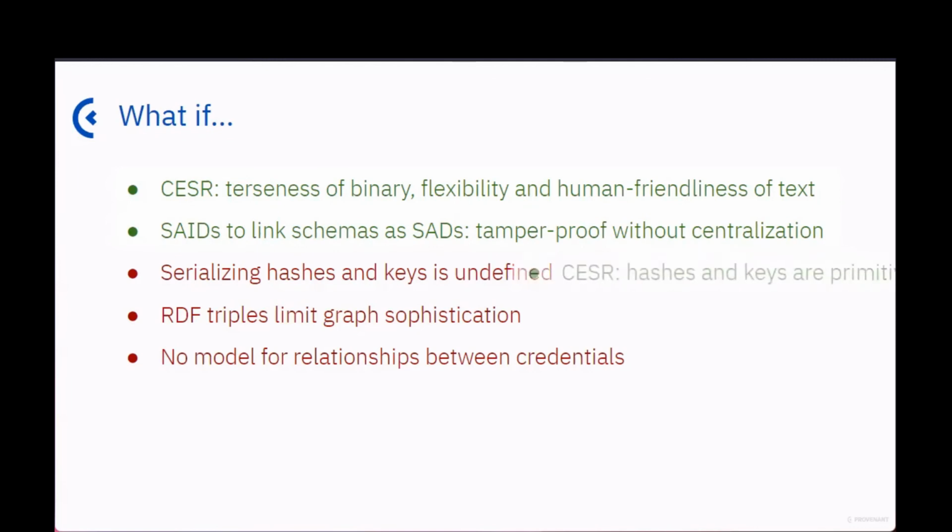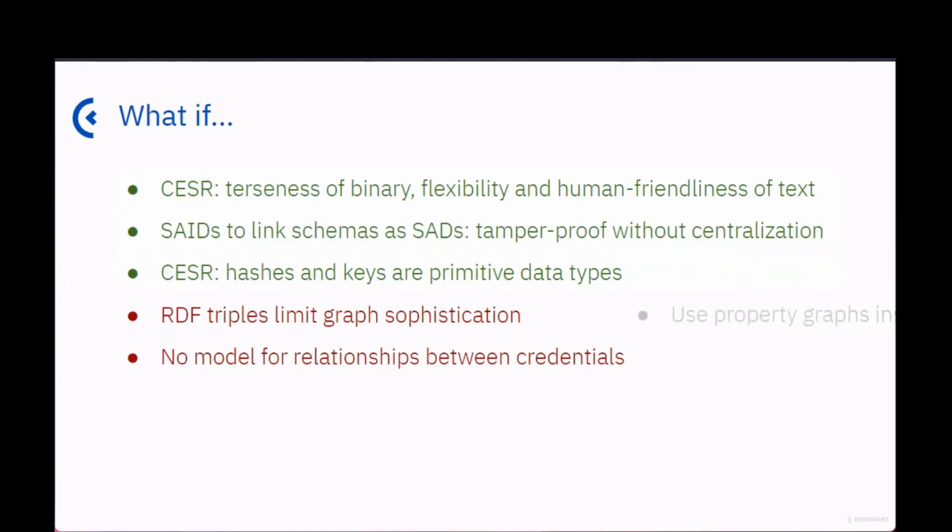What if instead of serializing hashes and keys using random strategies that we invent that sit on top of our spec, we simply said, let's use a serialization that recognizes those as primitive data types? They're very efficient to represent, and nothing needs to be standardized on top of it.